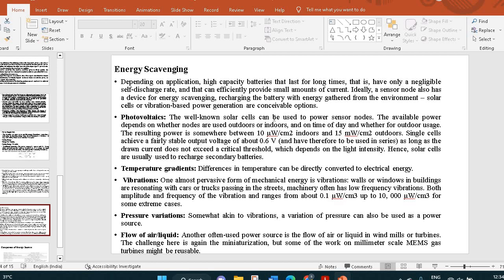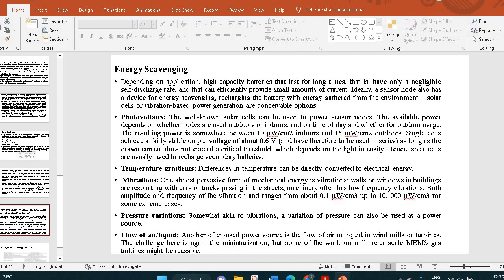Photovoltaics. Well-known solar cells can be used to power sensor nodes. Temperature gradients. Differences in temperature can be directly converted to electrical energy. And vibrations. One almost pervasive form of mechanical energy is vibrations. Then pressure variations, somewhat akin to vibrations. A variation of pressure can also be used as a power source.